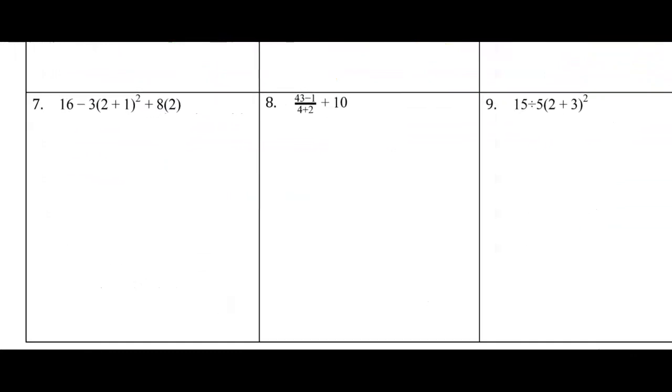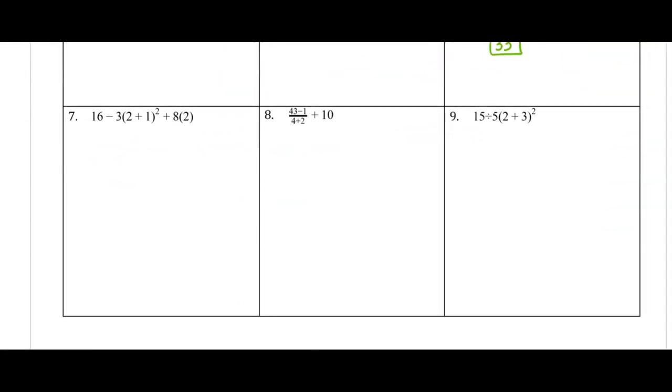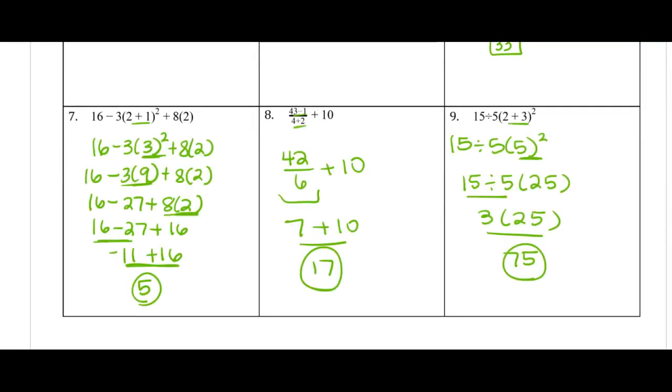You guys try and do 7, 8, and 9 on your own. You can see in number 7 that I started at the top. I started with my grouping symbols, and I got 3. Then I did the square to get 9. Then I multiplied to get 27. Then I multiplied again to get the 16, subtracted starting at the left, and then did my adding, making sure not to forget that negative out front.